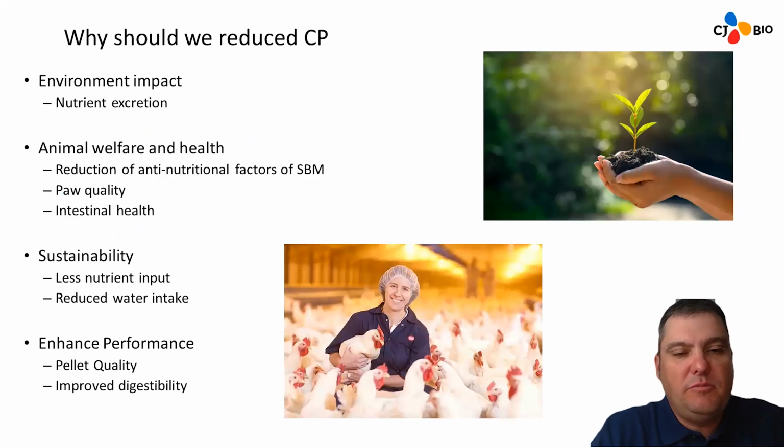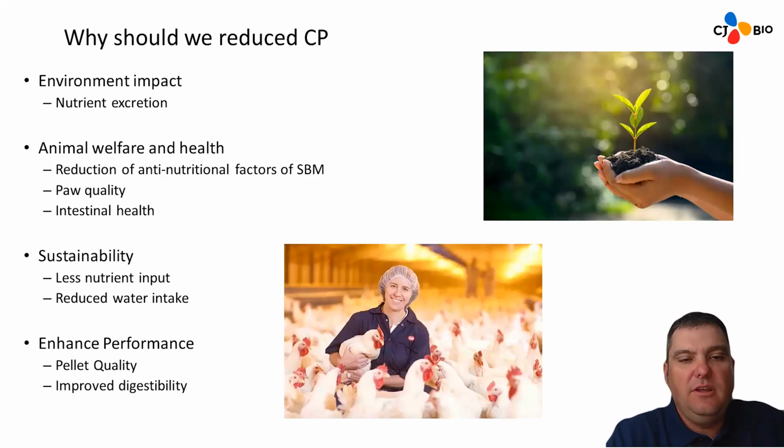So why should we reduce crude protein? First, environmental impact: the reduction of nutrient excretion can be a positive for the impact on the environment. Combine that nutrient excretion with reduction in water intake. We'll have situations within the house where we're improving the environment from the standpoint of allowing for better gastrointestinal health and improved animal welfare, through the reduction of anti-nutritive factors in soybean meal, but other ingredients as well, lower digestible ingredients, and bypass protein into the gastrointestinal tract.